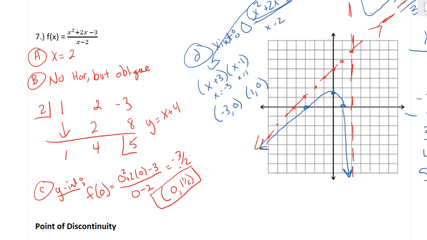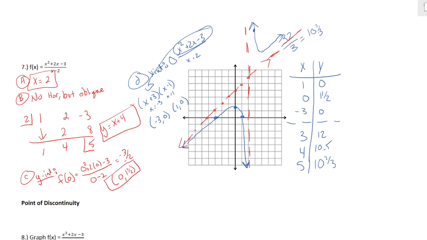All right, you can take a look at what my vertical and my oblique asymptotes are. And I have them drawn in red on the graph as well. I found out the y-intercept and the x-intercepts. And I made a t-chart here at the end, and I kind of rough sketched between the points.